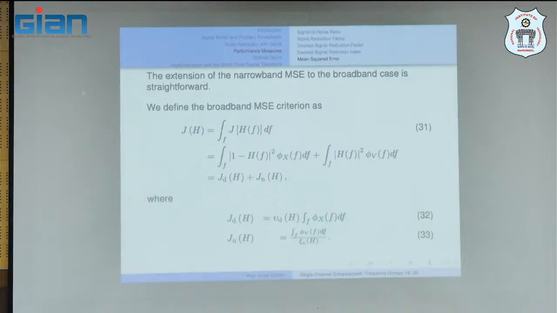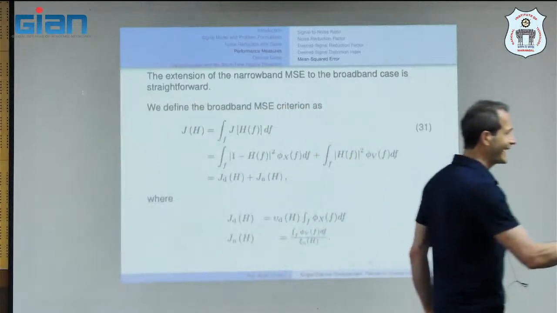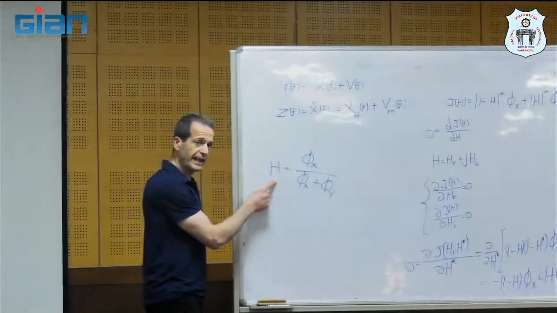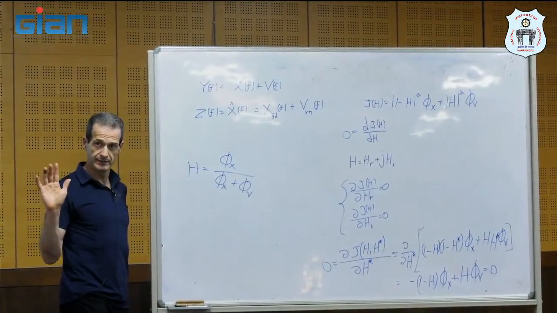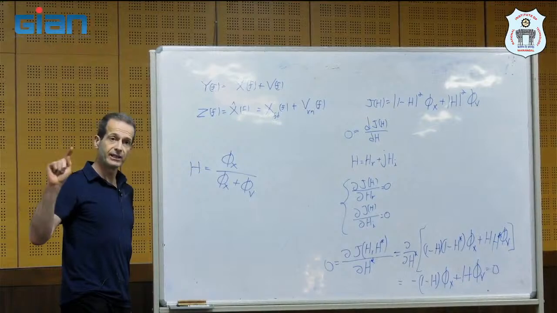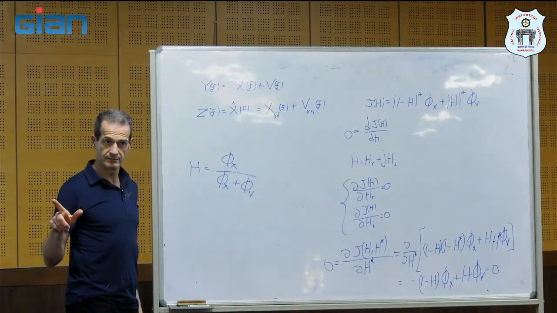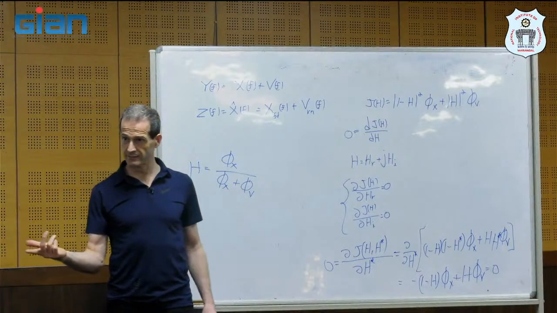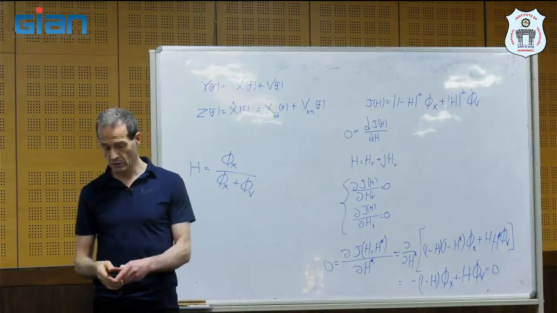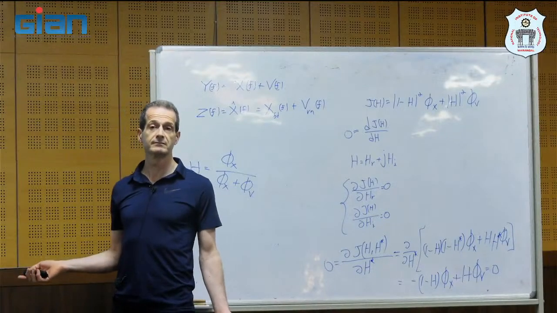Here, this is the broadband MSE. So it's the integral of the narrowband MSE. Because for the mean squared error, we find the mean squared error for each frequency, and we take the integral over all frequencies. So if we find H for each frequency independently that minimizes the narrowband MSE, necessarily the vector H that we found will minimize the broadband MSE, obviously. Okay?